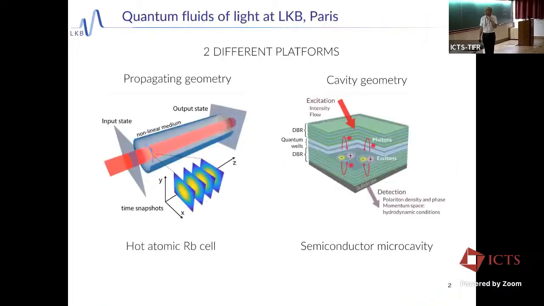In our lab in Paris, we have two different platforms for studying quantum fluids of light. The first one is in a cavity geometry, and here we study polariton quantum fluids. The other one is in a propagating geometry, and we study the propagation of a laser beam in a nonlinear medium. In this case, it is a hot rubidium vapor.